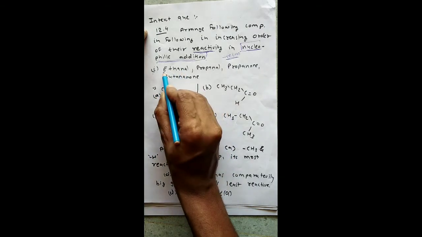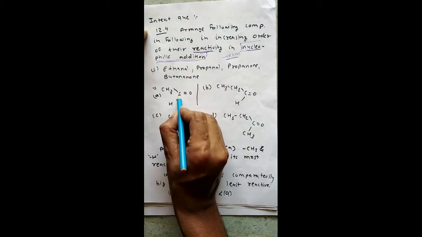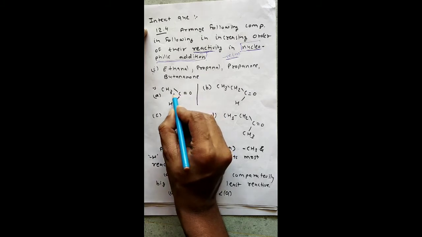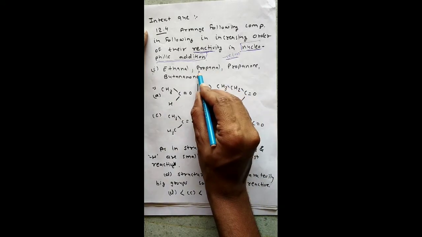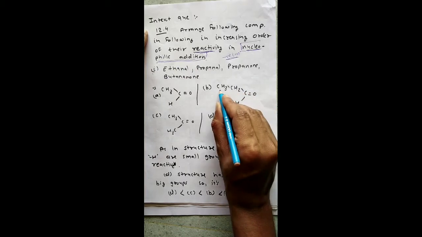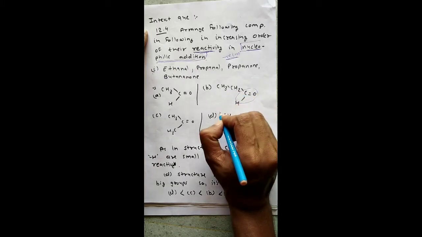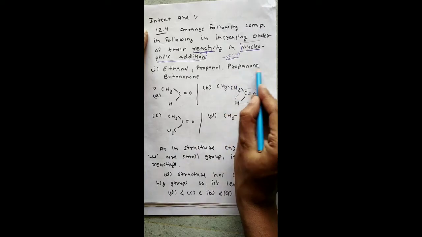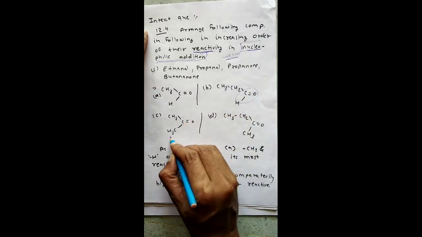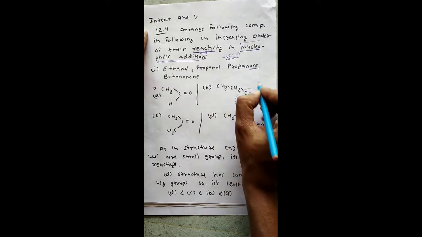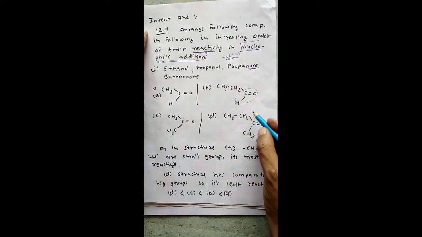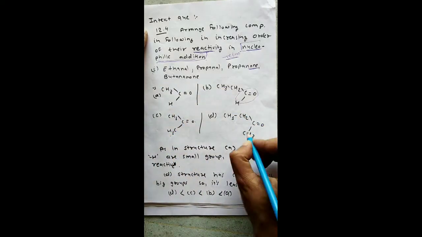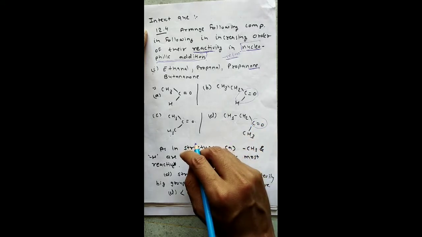Now draw the structures of each compound. You can see ethanal means eth plus al, means 2 carbons, and the second carbon has an aldehyde group, so it is ethanal, first structure. The second one is propanal, means 3 carbons and an aldehyde group. You can see 3 carbons and the last carbon has the aldehyde group. Then the next one is propanone, means 3 carbons again and 'one' is there, so a ketone group. Now the last one is butanone, again 4 carbons, butane means 4 carbons, 'one' suffix is there, so a ketone group.